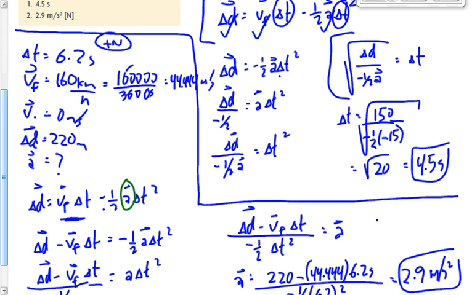Yes, you could have. That would have been an easier way. Yes, a dramatically easier way. A is equal to delta V over delta T. Did you do it that way, Dustin? Did you get the right answer?